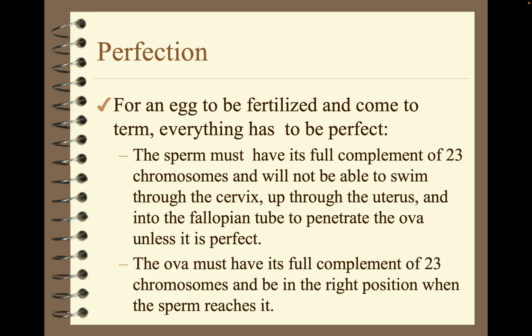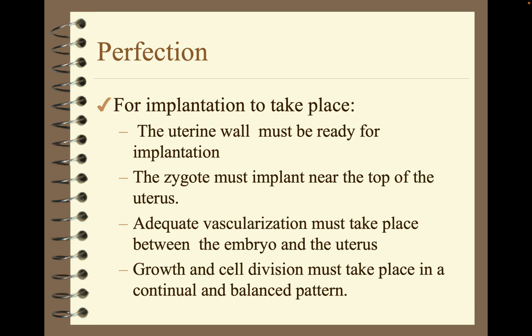For an egg to be fertilized and come to term, everything has to be perfect. The sperm must have its full complement of 23 chromosomes and will not be able to swim through the cervix, up through the uterus, and into the fallopian tube to penetrate the ova unless it is perfect. The ova must have its full complement of 23 chromosomes and be in the right position when the sperm reaches it. For implantation to take place, the uterine wall must be ready for implantation. The zygote must implant near the top of the uterus. Adequate vascularization must take place between the embryo and the uterus. Growth and cell division must take place in a continual and balanced manner.